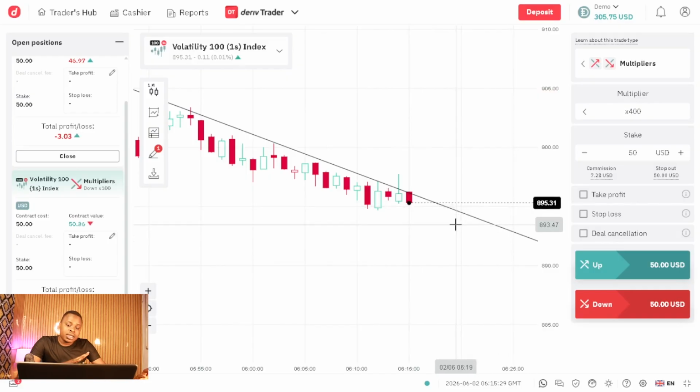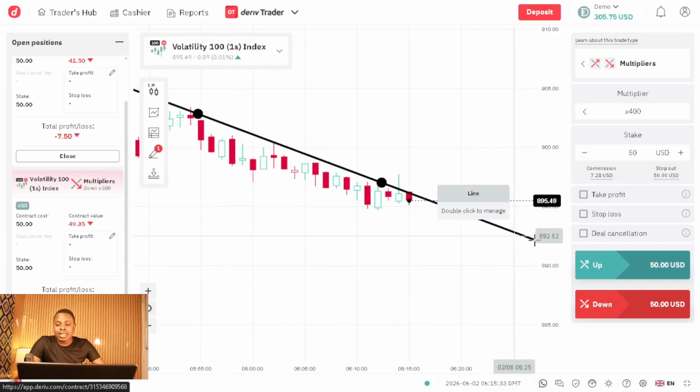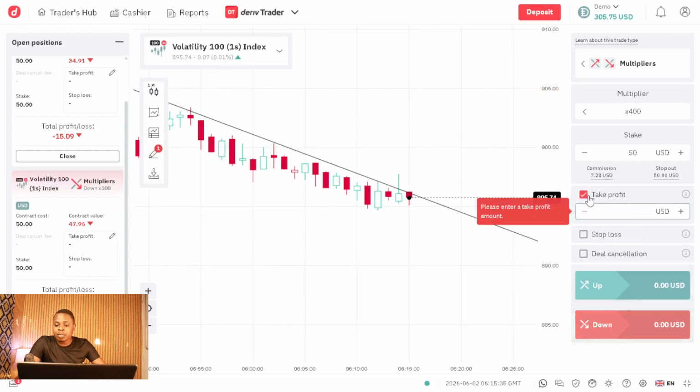Now let's talk about the take profit and stop loss. If I click on my trade and place a take profit, the take profit is the amount of money that you want to take. You want to close the trade automatically if you reach that amount. So let's say the whole amount that I'm risking is 50, but I want to take my profits if I make $30 on this trade. Then you just select $30 right here.